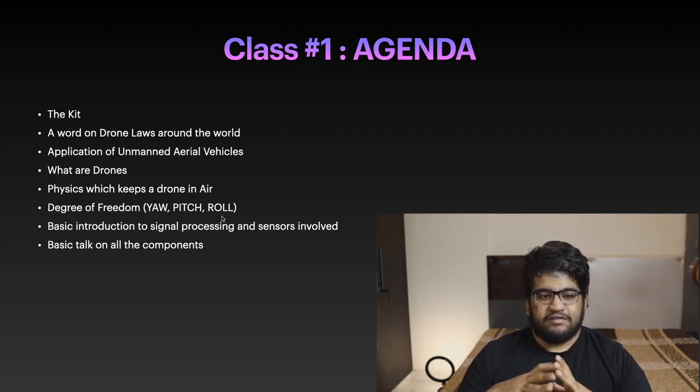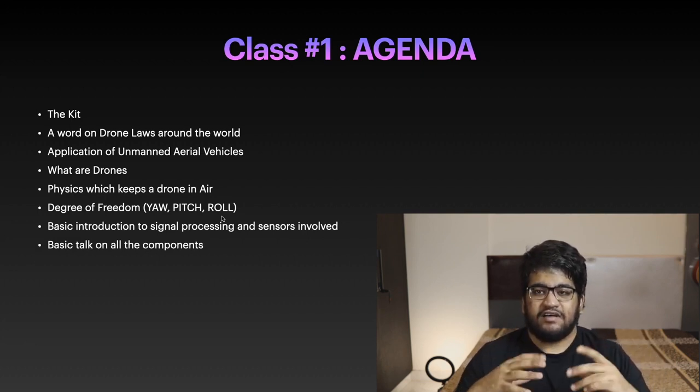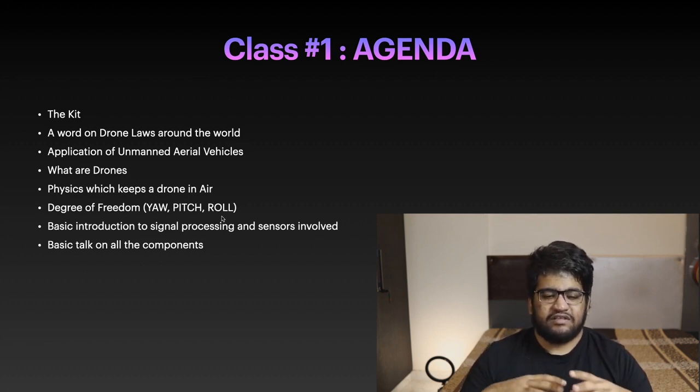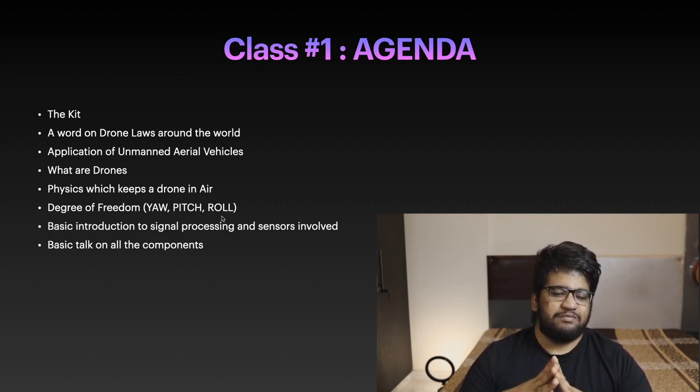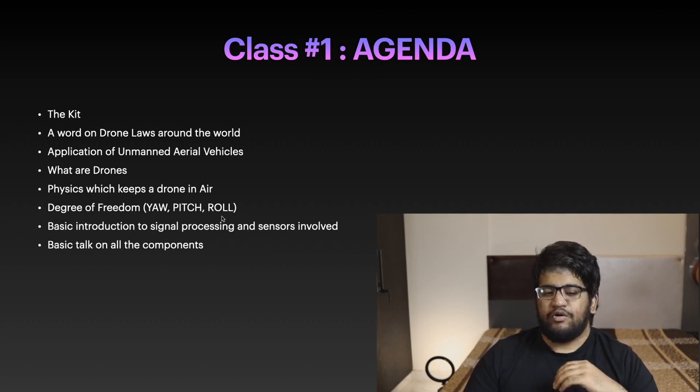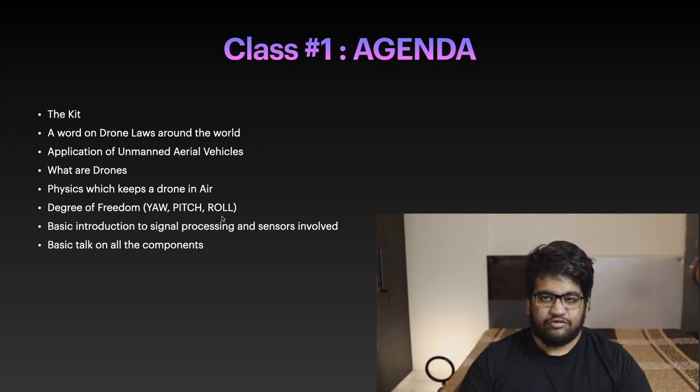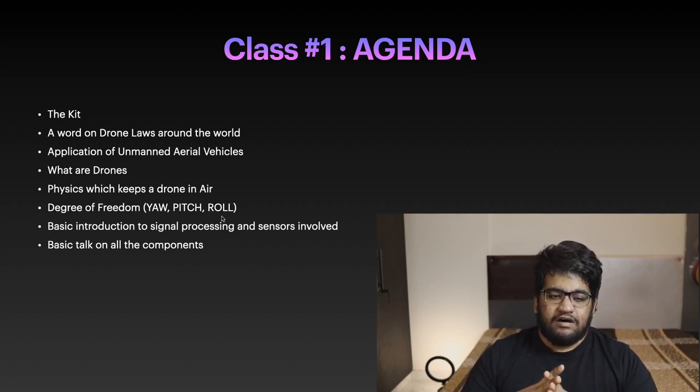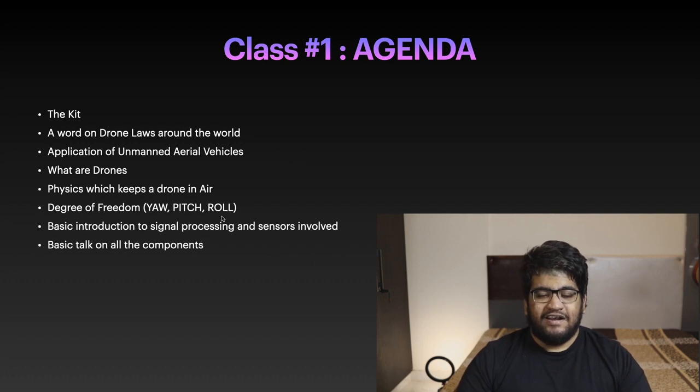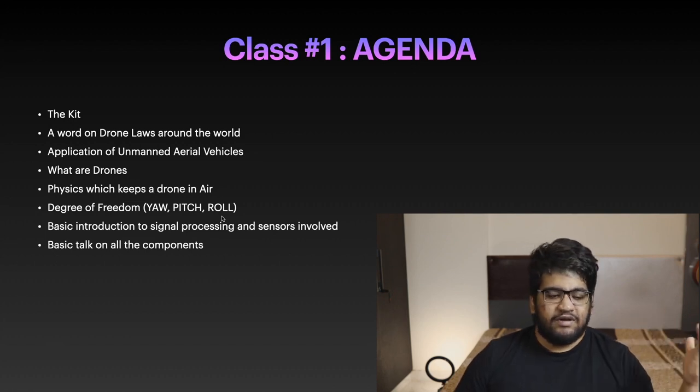Then we will be having a basic talk on all the components. So a drone is a multi-processor system where different kinds of things are happening at the same time at a very high speed. We will be talking about the motor, ESC, flight controller, and all kinds of things, and how all these things come together to make a drone, make a UAV. We will be talking about them in greater detail in their respective chapters as I showed you before, but today we will be just touching upon them and giving you a basic introduction about how these things work together.